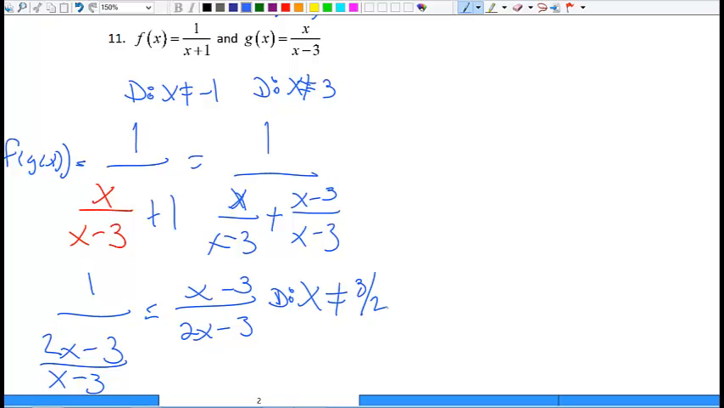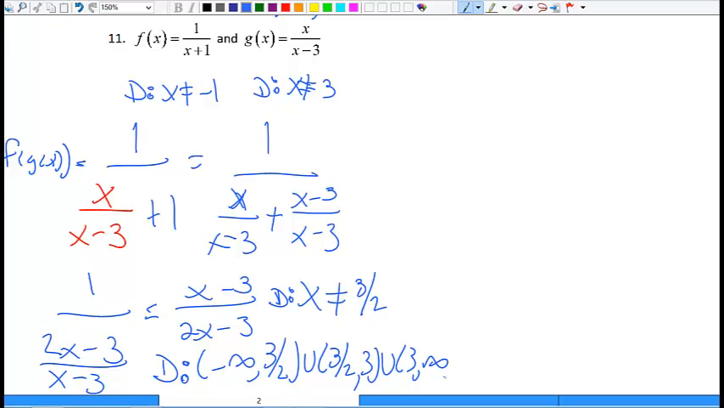Okay, so what about my overall domain, my domain of the composition? Well, I can't have 3/2, and I add into it any other restriction from the inner function. So the inner function was g this time, and g said I can't have 3. So I want to say I can't have 3/2 and 3. So I'm going to go from negative infinity up to, well, what's the next number? Is it 3/2 or is it 3? 3/2 is 1.5, so 3/2 is next. Union 3/2 to 3, union 3 to infinity. So kind of a longer statement, but all we're saying is that I can have anything before 3/2, anything between 3/2 and 3, and anything after 3.